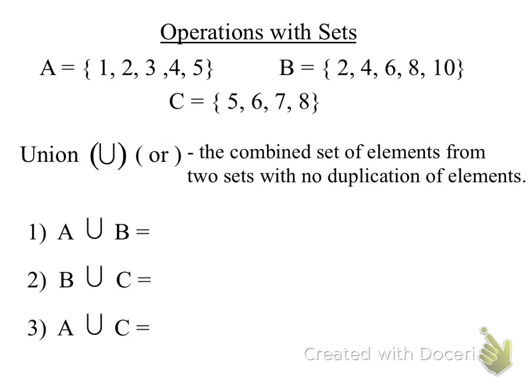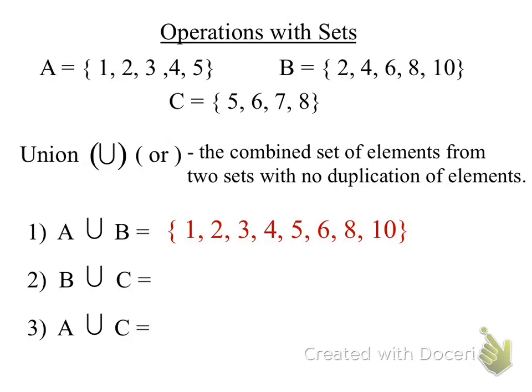Okay, that would be element. Okay, so the union of A and B is the combination. So that's going to be 1, 2, 3, 4, 5, 6, 8, 10. I combine them. Do I need to write the 2 and the 4 two times? No, no duplication. All we want to know is what members are in both groups. 2 is the same in both groups.